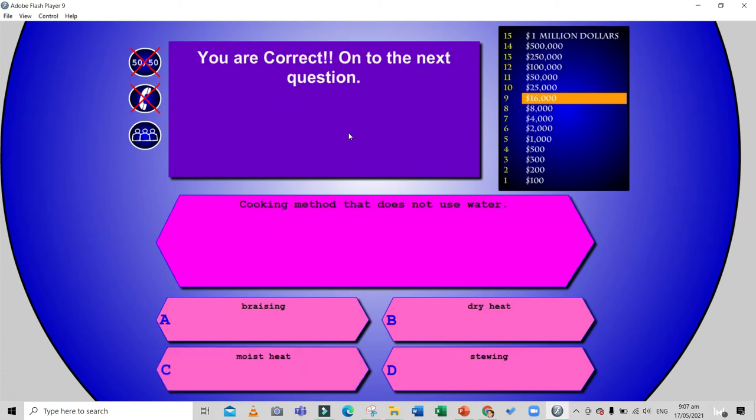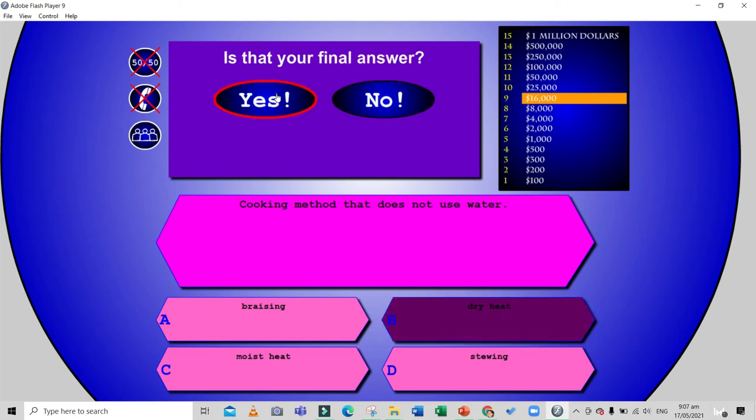Cooking method that does not use water. Is it A. Braising, B. Dry heat, C. Moist heat, D. Stewing? The answer is B. Let's check.